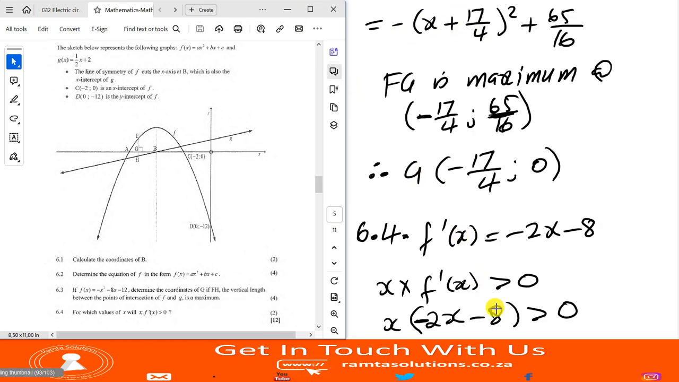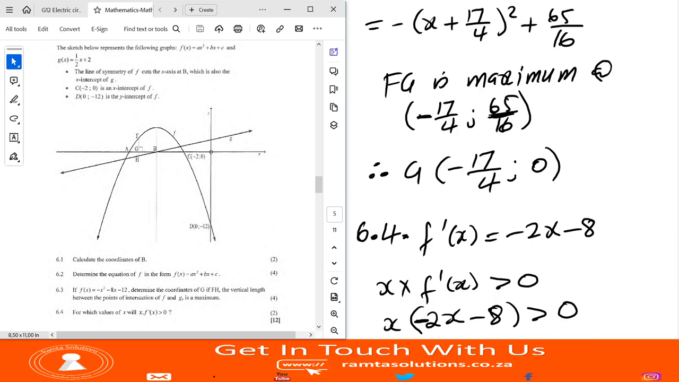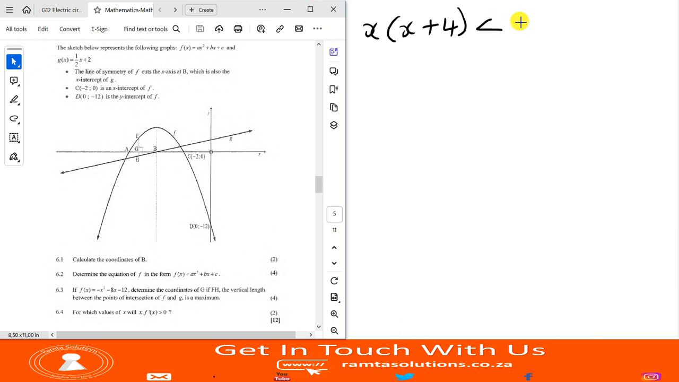The arrow was facing right, so it will now face left. Why? Because we divided by a negative. All right, so it will be like this. So with this, we say the critical values are x equals 0 and negative 4.